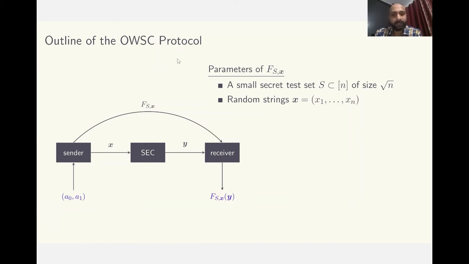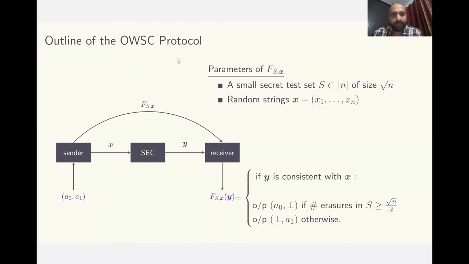On input A0, A1, the sender sends n randomly chosen symbols x1 to xn over the SCC. It then constructs a function f sub s,x parameterized by x, s, where s is a randomly chosen secret test set of size square root n. It then sends the ideal obfuscation of this function f sub s,x. So let's first try an f sub s,x that works as follows. When called with an input y, f sub s,x first checks if y is consistent with x, that is, whether all the unerased positions in y coincide with x. If not, it aborts. Otherwise, it checks if a majority of the indices in the secret set S is erased. If that is the case, it reveals A sub 0, and otherwise it reveals A sub 1.